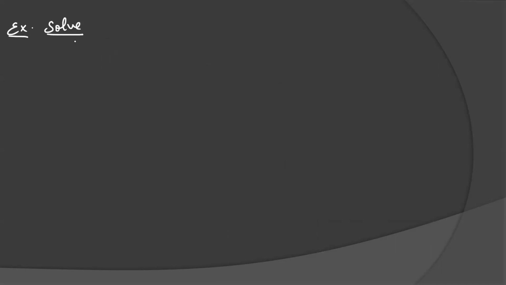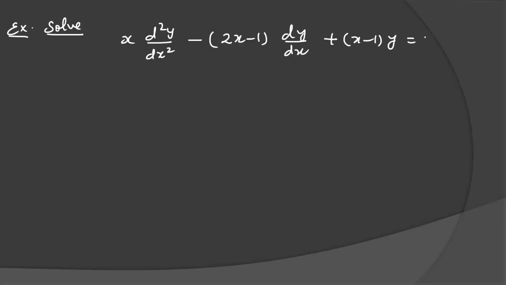Solve x d2y by dx2 minus (2x minus 1) dy by dx plus (x minus 1) y equal to 0. I have already discussed this problem in part 7. Solve this differential equation. Nothing else is given.